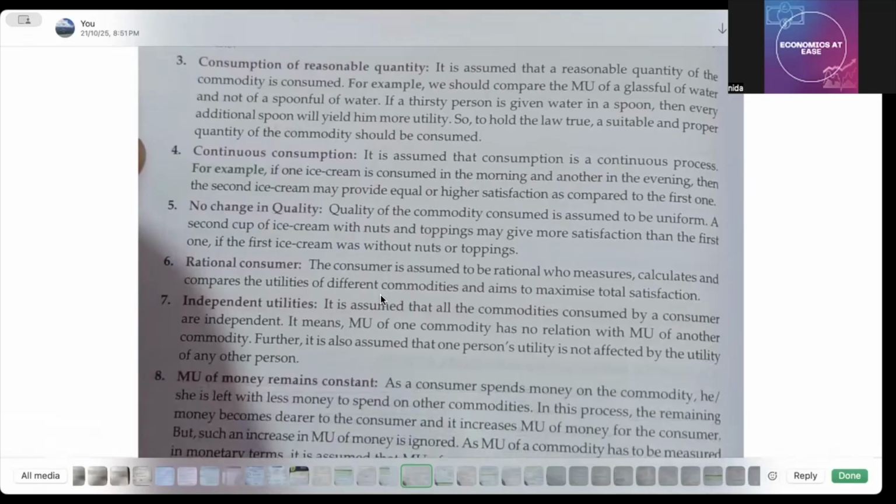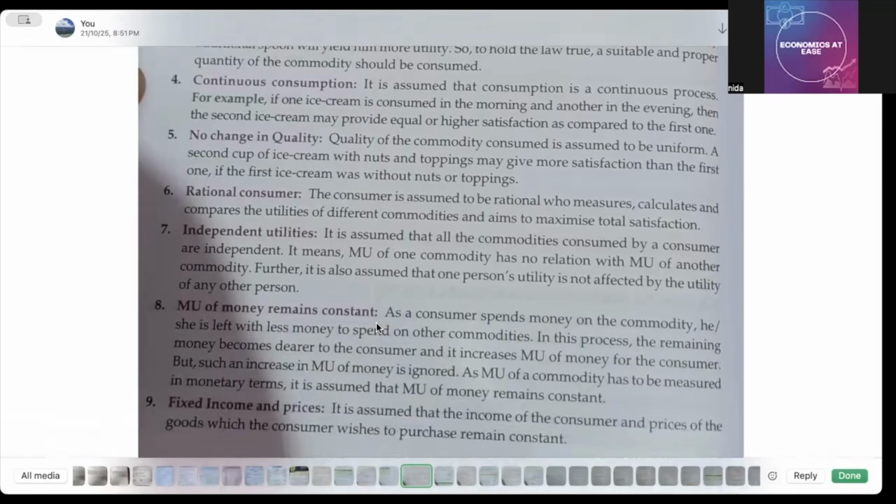Then the rational consumer. It means the consumer is assumed to be wise and sensible, aiming to get the maximum satisfaction from the money spent. Then independent utilities. What do you mean by this? Each commodity gives its own satisfaction independent of others. For example, the utility of tea and coffee are different. Satisfaction from tea does not depend on coffee. So MU, marginal utility, of one commodity has no relation with MU of another commodity.